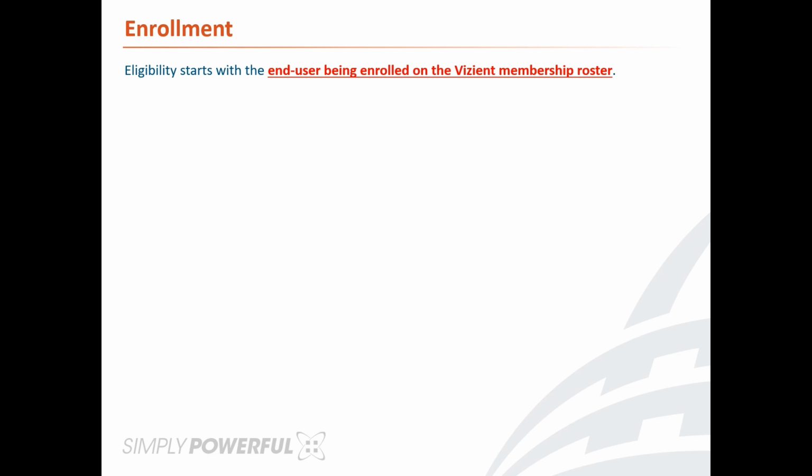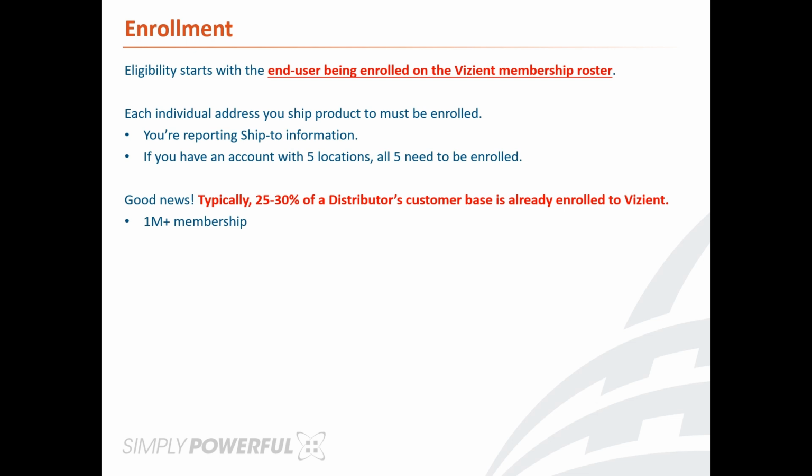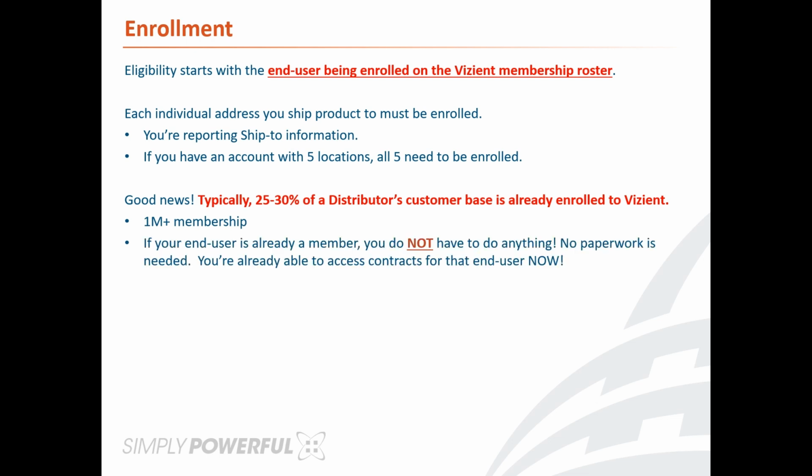The first thing that you want to do is to see if your end user is already on the roster. You want to check the roster for the shipping locations, and if they have 5 locations, you want to make sure all 5 of them are there. We are finding out that typically a distributor's customers, there's 25 to 30% already on the roster. There is over 1 million members on the Vizient roster, and if yours happens to be there, good news, you don't have to do anything but access contracts.